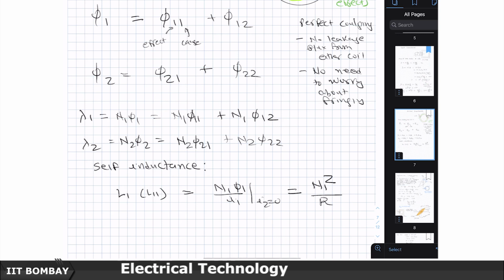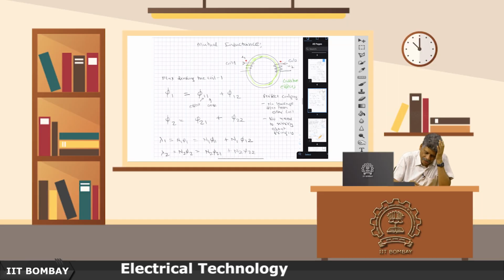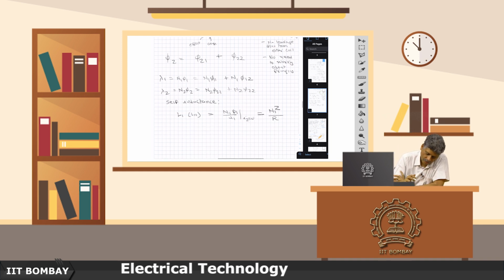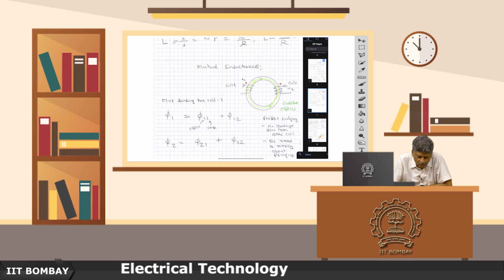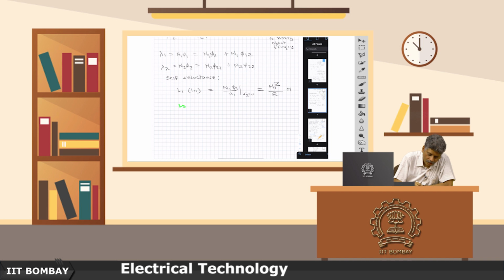And we have already seen that this can be written as N square by R, where R is the reluctance associated with this magnetic geometry, and the unit is of course Henry. There is another self inductance in this case, since there are two coils on this magnetic structure. So there is another one which is L2, or if you want you can also call it L22, which will be defined as N2 phi 2 by I2 when I open circuit the first coil. Similarly, we have already done this derivation, so this will be N2 square by R Henry.